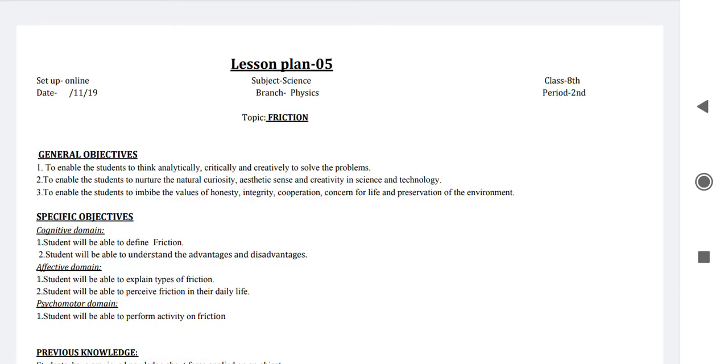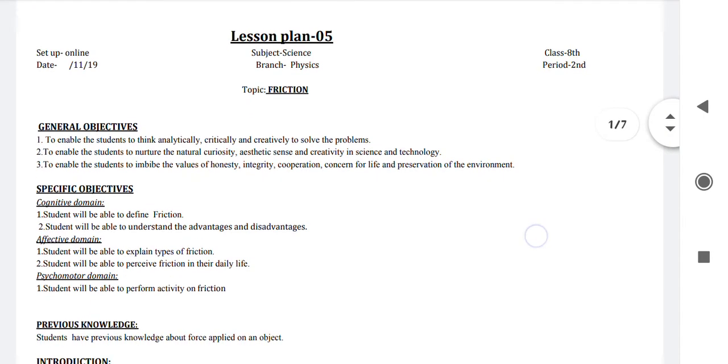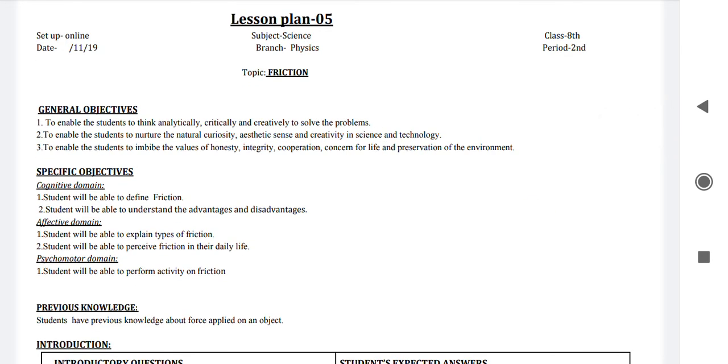So this is our lesson plan number 5. We have already covered 4 lesson plans. The topic of this lesson plan is friction. So we have to write subject, class, date, branch, period. Then in the middle, the topic, that is, friction.